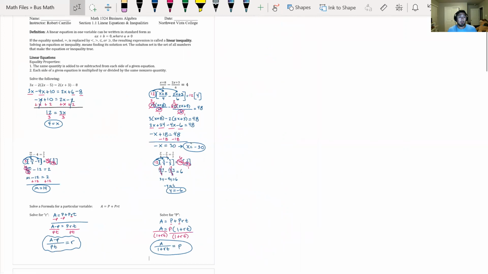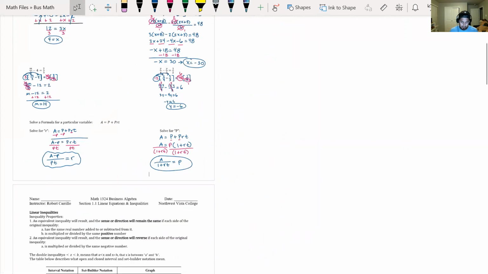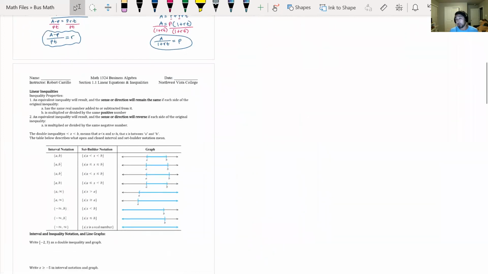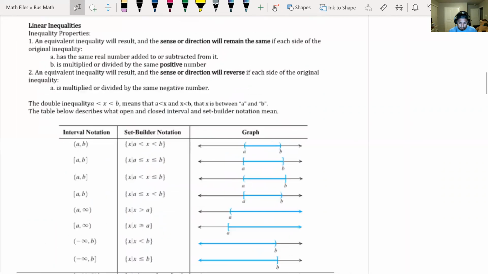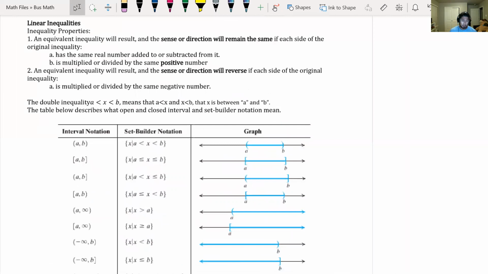Ooh, so colorful. Okay, so those were linear equations. Now we'll move on to linear inequalities. Okay. So for linear inequalities, we have a couple of properties.